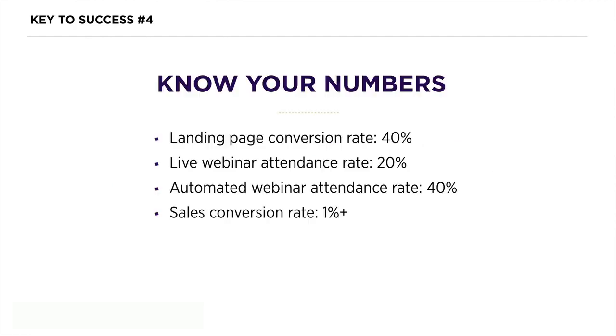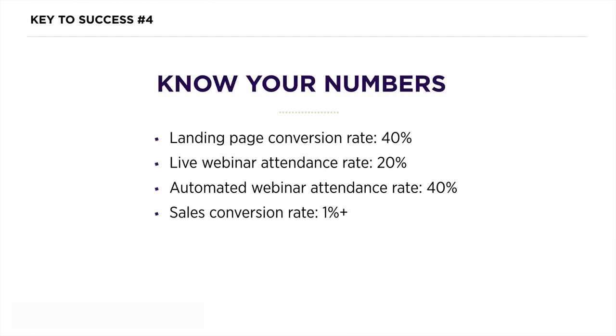Your fourth key to success is that it's important for you to know the kinds of numbers you can expect and that you should be aiming for. I do want to remind you that it's okay to not hit these numbers on your first few attempts. That's normal. This is a process. Here are the average webinar benchmarks so that you can measure how you're doing and know if you're doing well or if there's room for improvement.